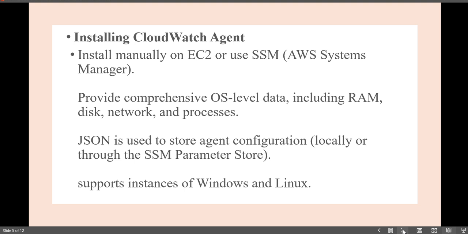To collect system level metrics like RAM usage, disk space, and network input and output, we need to install the CloudWatch agent. This can be done manually or through AWS Systems Manager. Once installed, the agent uses a JSON configuration file to determine which metrics to collect. It is useful when you need detailed operating system level visibility that AWS does not provide by default.